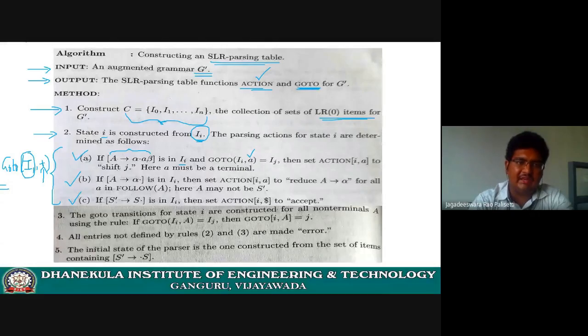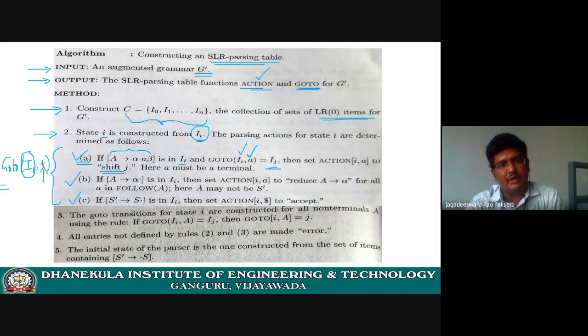So understand what is given in A. I am taking a particular production rule from the state Ii, like I0, I1, I2, and performing the goto function from a state Ii on a terminal. Small a is nothing but a terminal. So what does it give? It may go to another state. At that time, what action has to be recorded? I have to record it as a shift. Hope you understand point A.